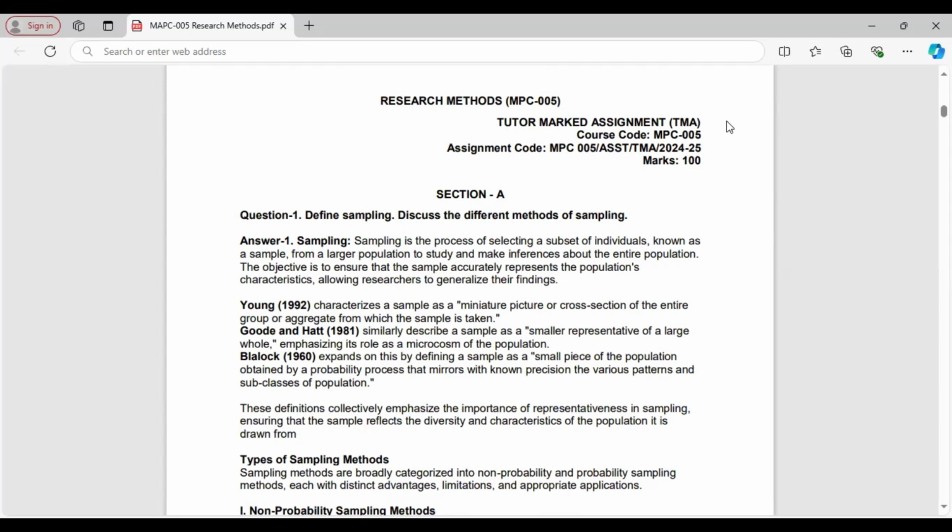Question 1. Define sampling. Discuss the different methods of sampling. Sampling is a method of selecting a subset of individuals, known as a sample, from a larger population or group to study and draw inferences about the whole group or population. The aim is to ensure that the sample accurately represents the group's characteristics, which allows for generalization of the results. Then you have to mention some definitions given by Young, Good and Hatt, Blalock, etc.